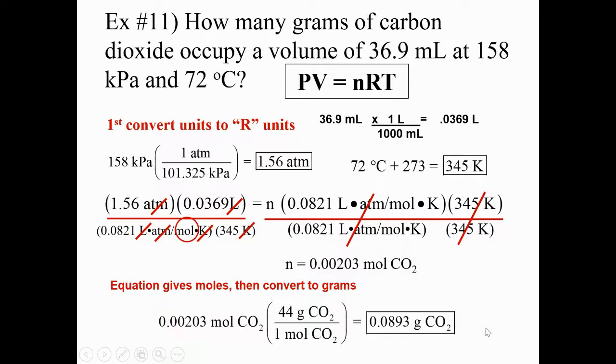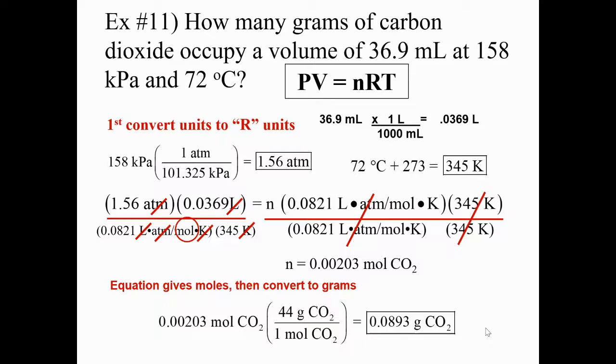So some important things to remember. You must plug in the proper units for volume, pressure, and temperature. Remember that the equation does not solve for grams, it solves for moles. So if you need to find grams, first you find moles. If I give you grams as part of the question, you cannot plug it in as grams. You must change it to moles before plugging it in to the equation.